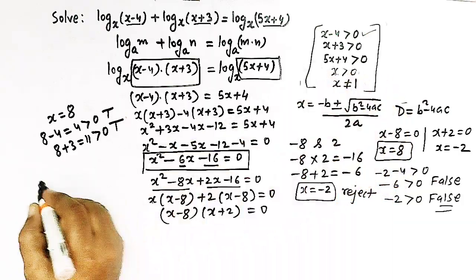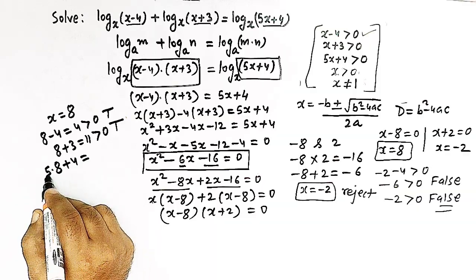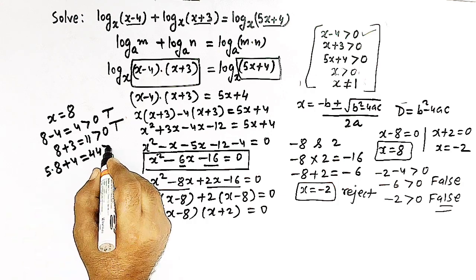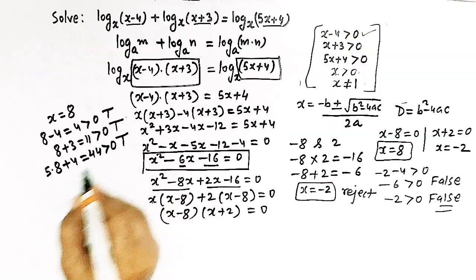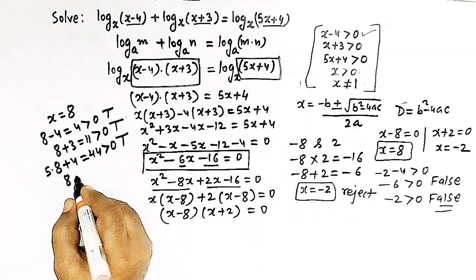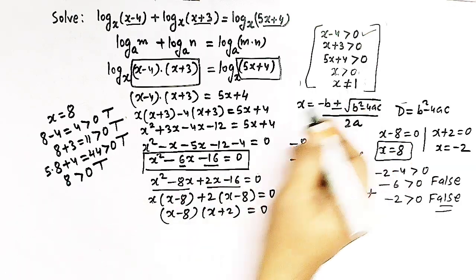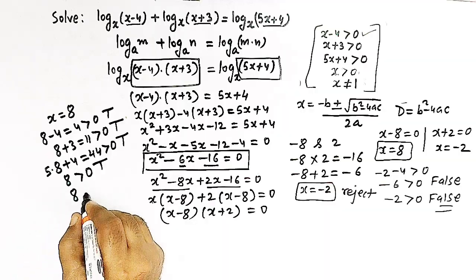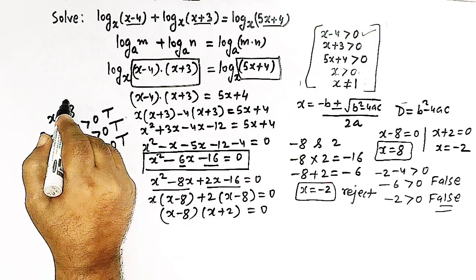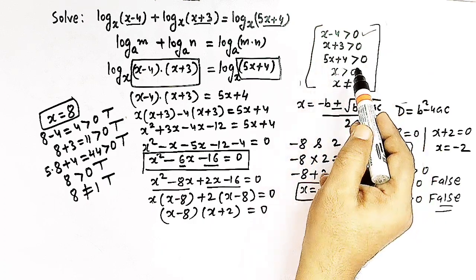And similarly here we have 5 times 8 plus 4, that is 5 times 8 is 40, 40 plus 4 is 44, and 44 is obviously greater than 0. This is again a true statement. And here we have x greater than 0, so 8 is greater than 0, which is again a true statement. And here x is not equal to 1, so obviously 8 is not equal to 1, so this is again a true statement. So we can see that x is equal to 8 it satisfies all these conditions, right?